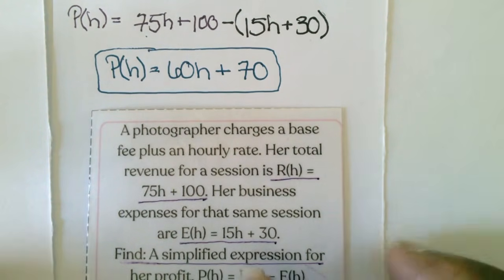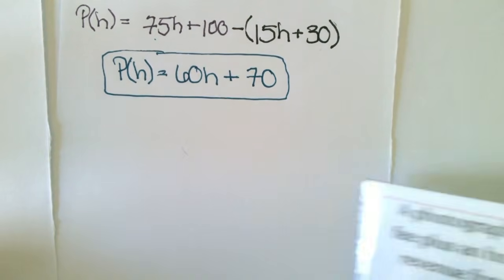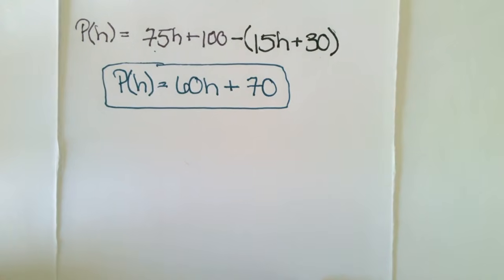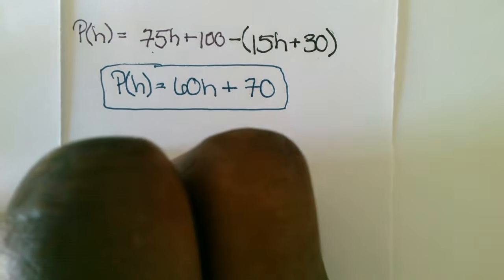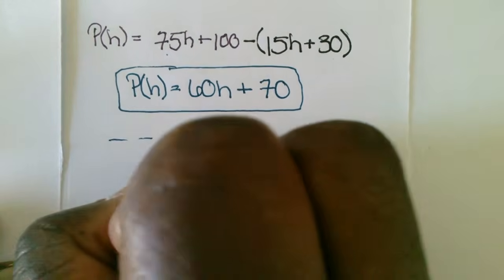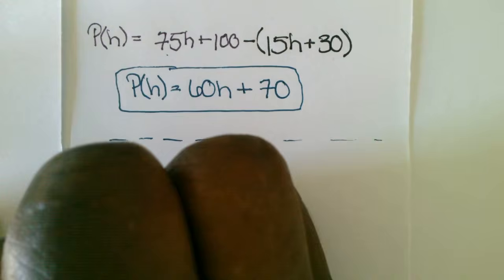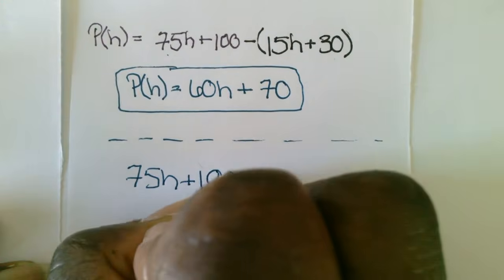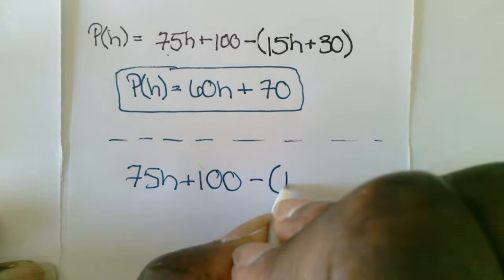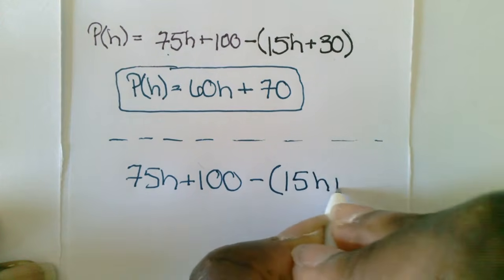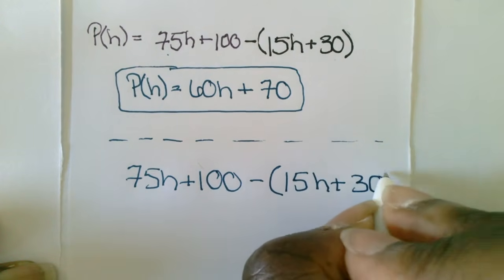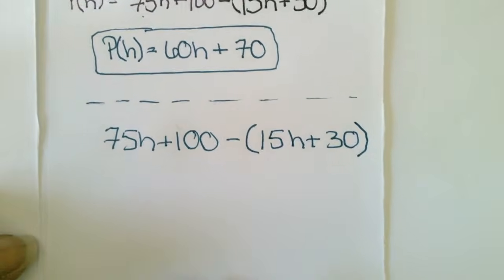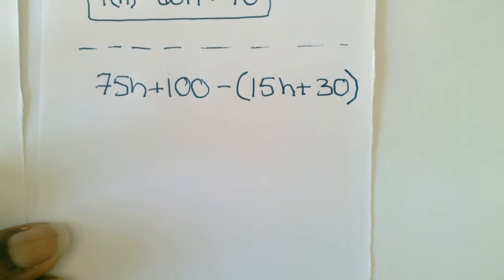Now, another way of approaching it, because this is what's called subtracting polynomials. So another way of doing it, so we have 75h plus 100 minus my 15h plus 30. Since our brain naturally goes to addition, we can do what's called keep, change, flip.